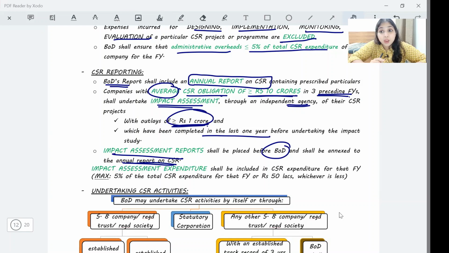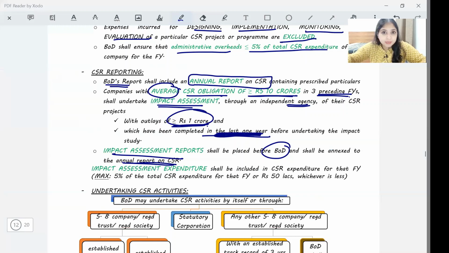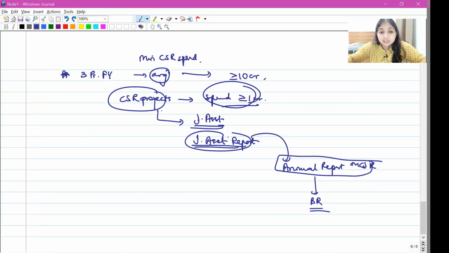This impact assessment you have to do only of those projects where you spent at least 1 crore. Now clear? Take the 3 preceding financial years and find the average CSR spend. Is it at least 10 crores? If yes, whatever CSR project you spent at least 1 crore on in the last 1 year, go to an independent agency and get an impact assessment done. That independent agency will give you an impact assessment report. Attach that report to the annual CSR report. The annual CSR report will be a part of your board report. Story over.